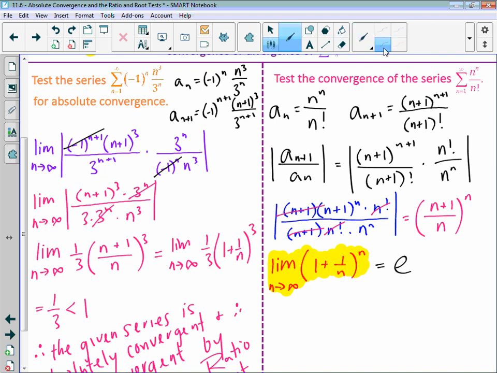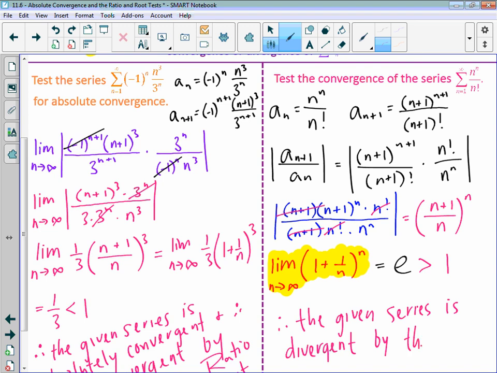Okay, so now that we know it's e, we can finish it because it's what? Greater than 1. It's like 2.7 something, right? So if it's greater than 1, then we know what? It's divergent. So therefore, the given series is divergent by the ratio test. And remember, ratio means like a fraction, so that might help you remember, because you're doing that fraction right away. Questions on that?